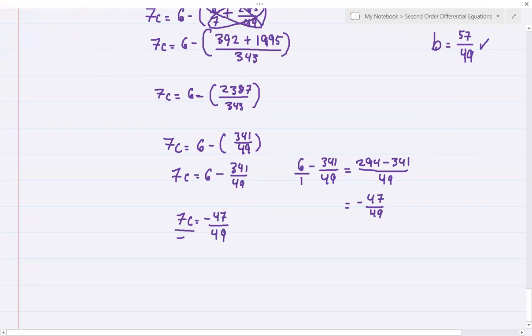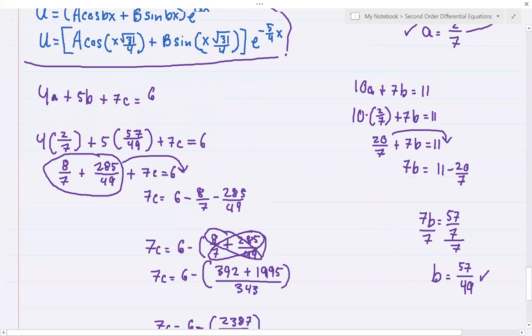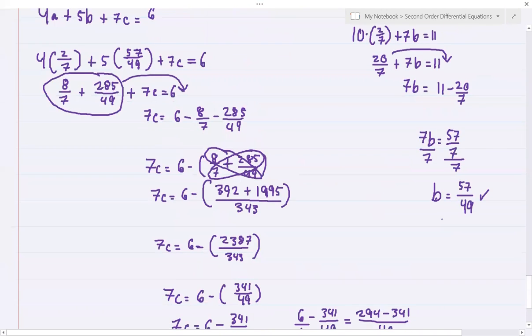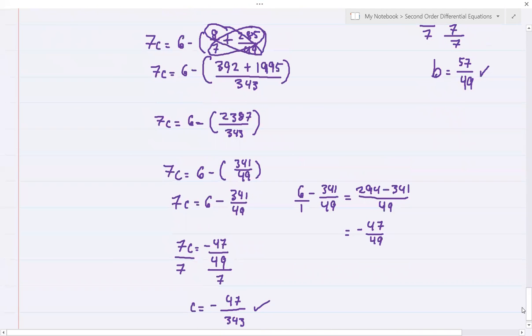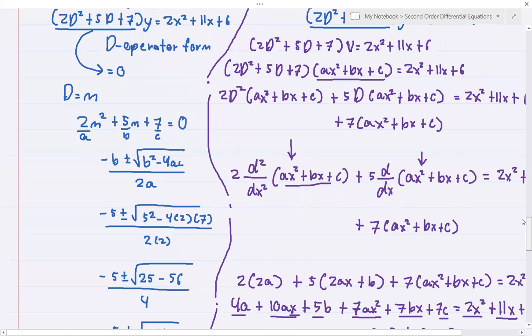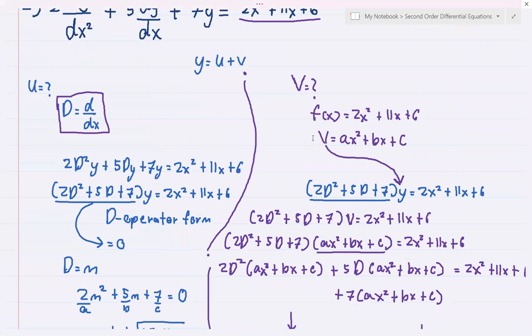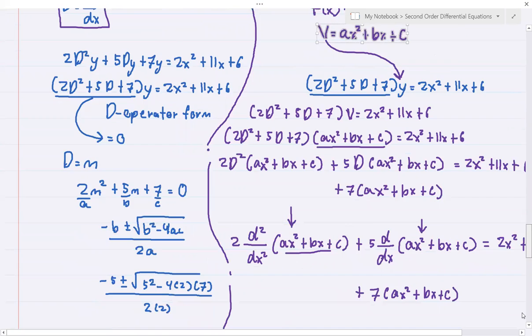So let's find your C. We can now divide both sides by 7. We can now have C is equal to negative 47 all over 343. So that is your C value. And now it seems like we have completed everything. We have your A, we have your B, and we have your C. Now we're going to substitute everything in this V.